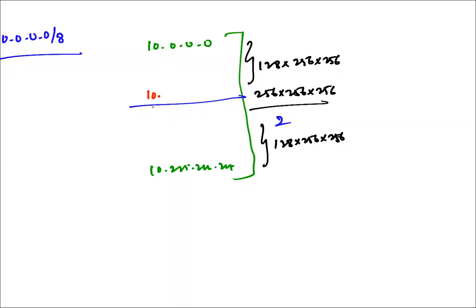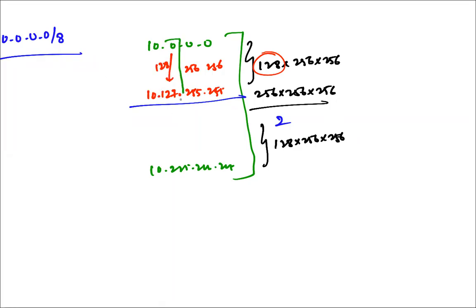10 dot. Oh yeah, correct. 127 dot, because 128 values you need to have. So 0 to 127. Next to here you need to have 256 values. Here also we need to have 256 values. So 127.255.255. Okay. Very good, guys.